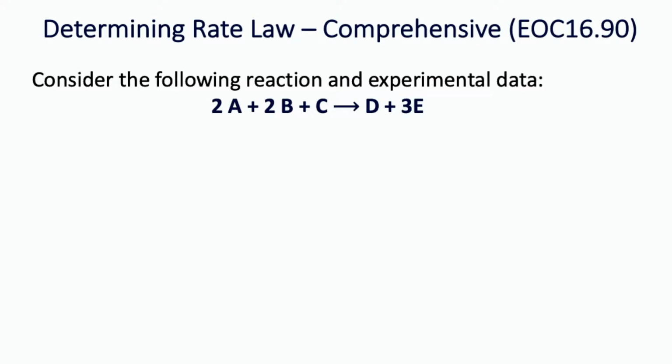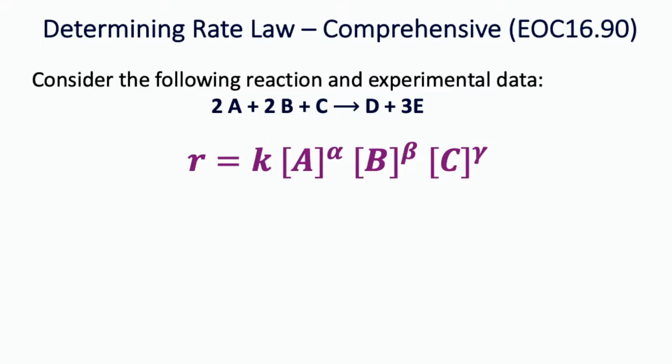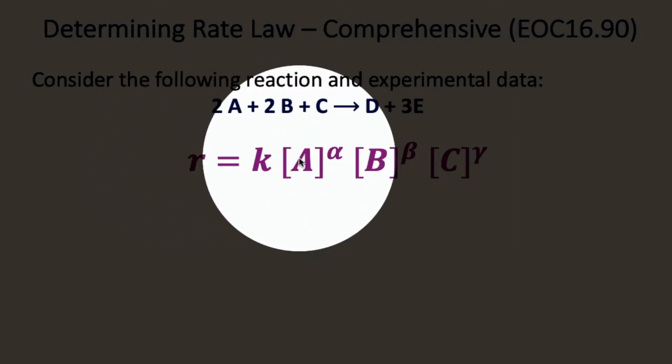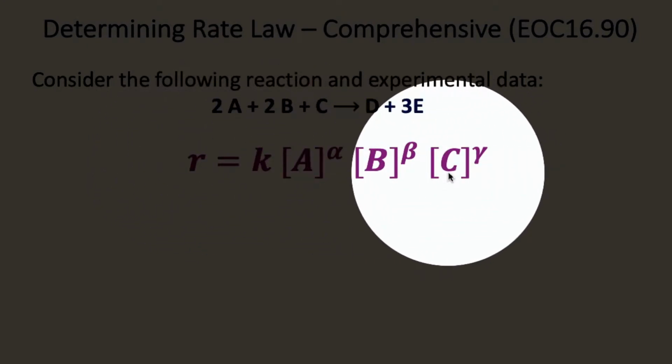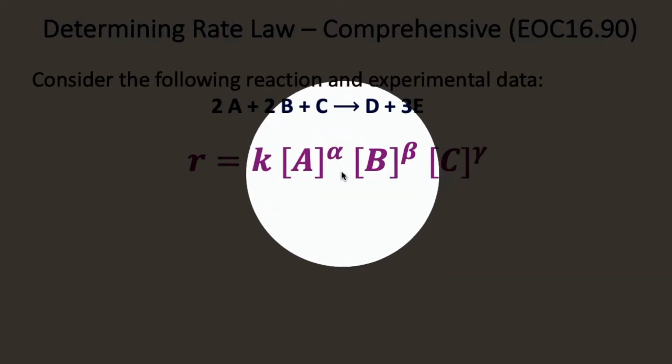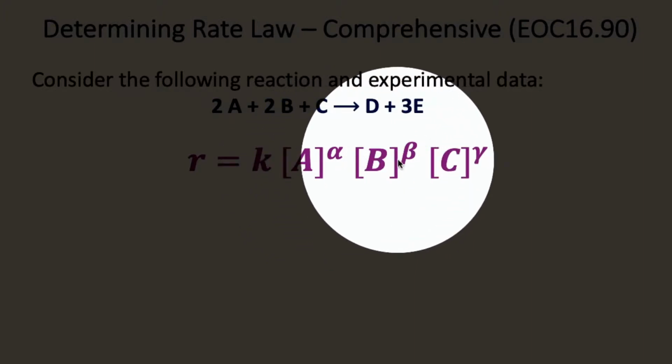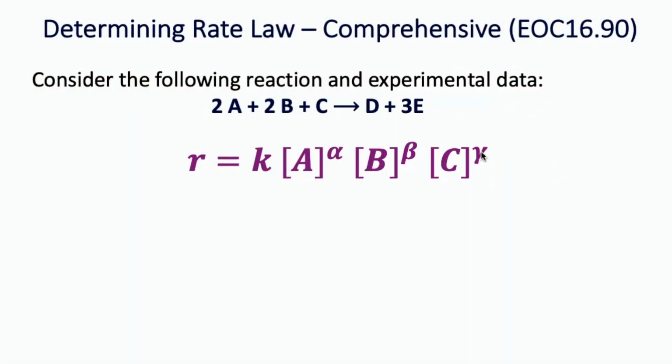Hi, in this session we're going to be looking at this comprehensive problem. We're determining the rate law for this hypothetical reaction. So we have to write down this rate law. Remember, the rate law is this mathematical expression that relates the rate of my reaction with the concentration of each of the reactants participating in the reaction. So we have to determine the partial rate orders for each of them that are represented by these exponents alpha, beta, and gamma in the equation.